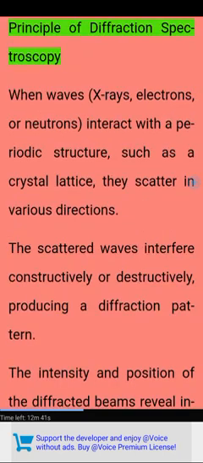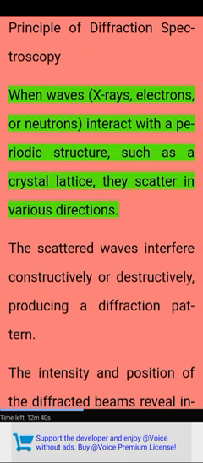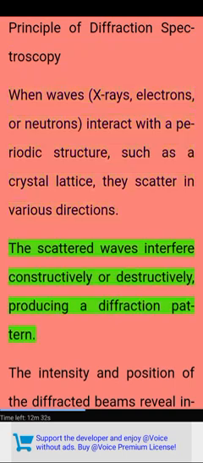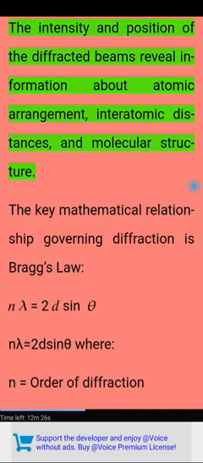Principle of diffraction spectroscopy. When waves, X-rays, electrons, or neutrons interact with a periodic structure, such as a crystal lattice, they scatter in various directions. The scattered waves interfere constructively or destructively, producing a diffraction pattern. The intensity and position of the diffracted beams reveal information about atomic arrangement, interatomic distances, and molecular structure.